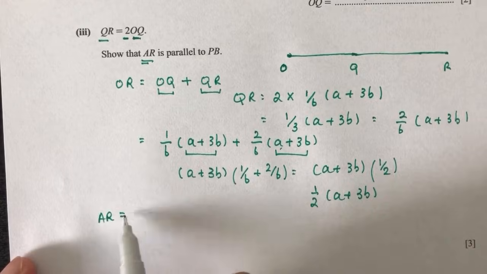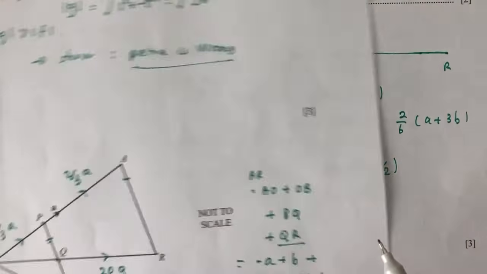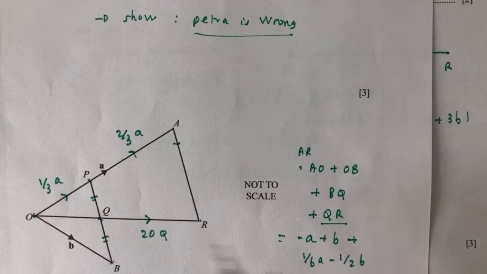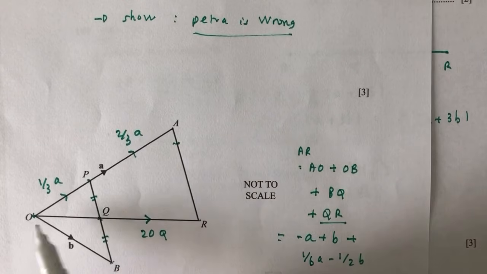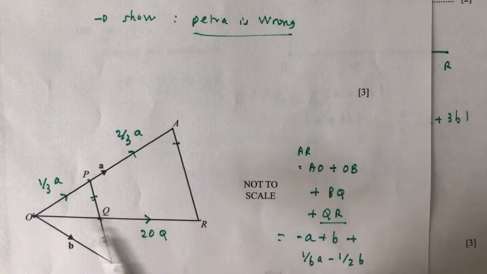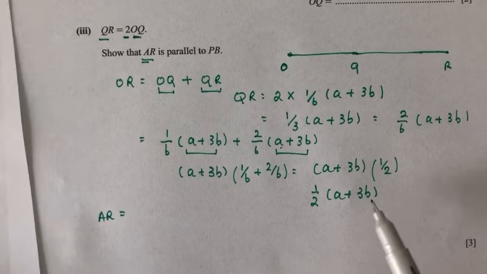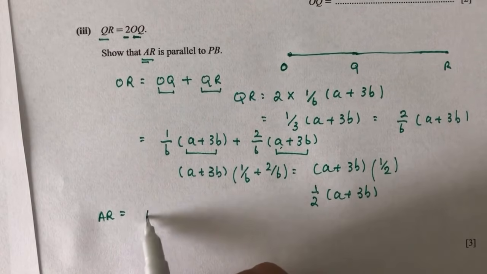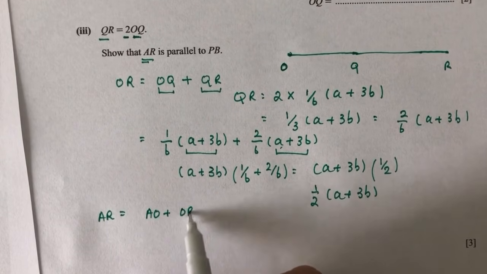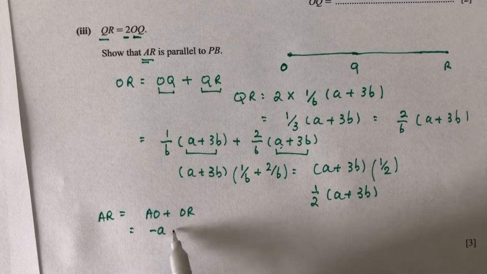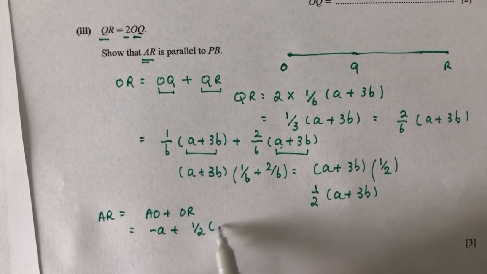AR is equal to what? As you can see here, AR is equal to AO plus OR. The value of AO is minus A. OR we just find out. So AR is AO plus OR. AO is minus A plus half A plus 3B.